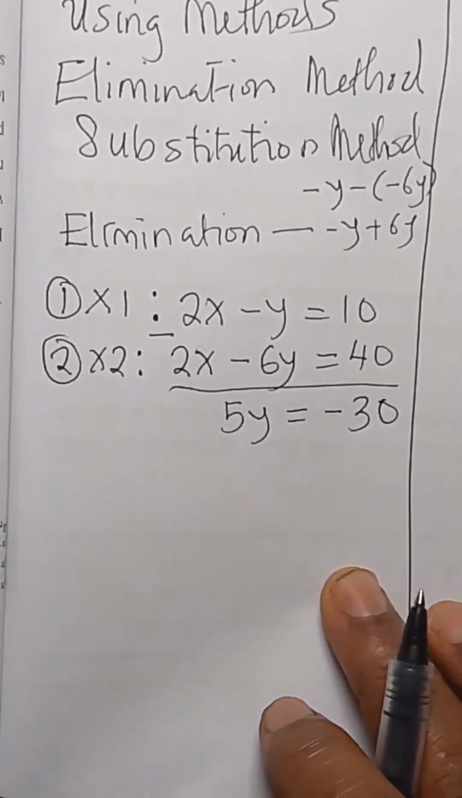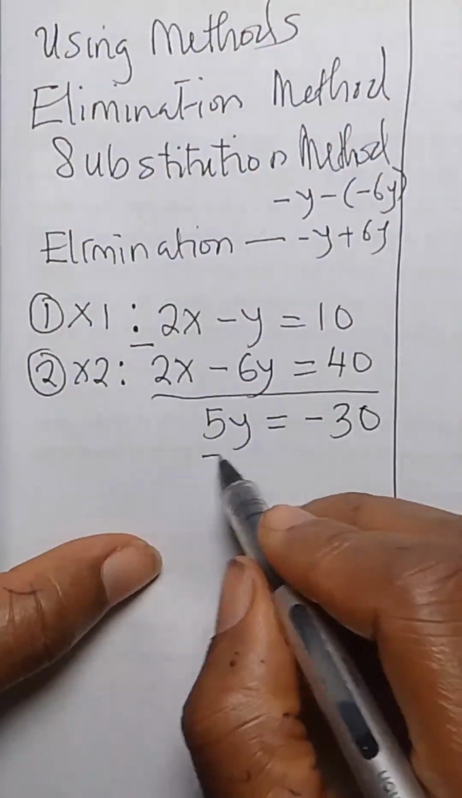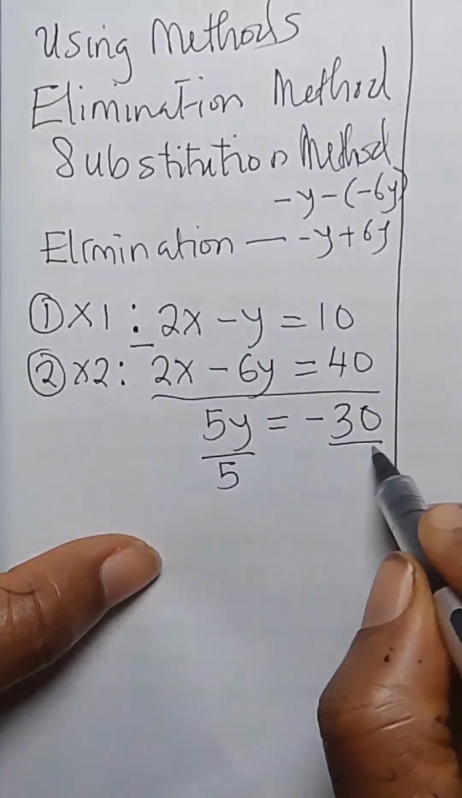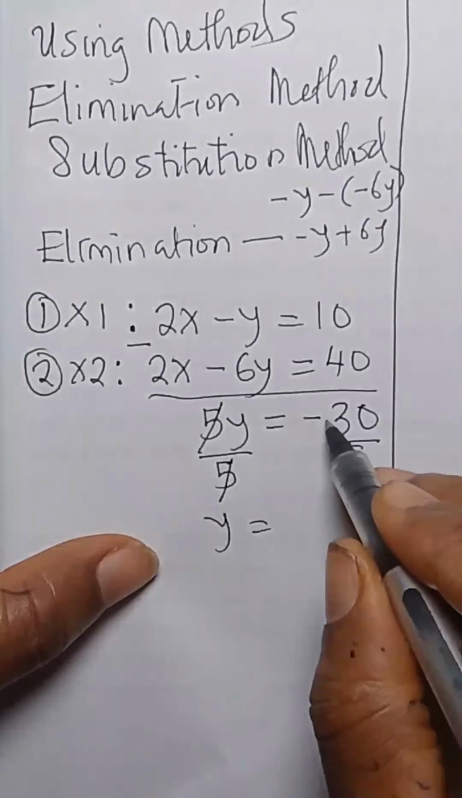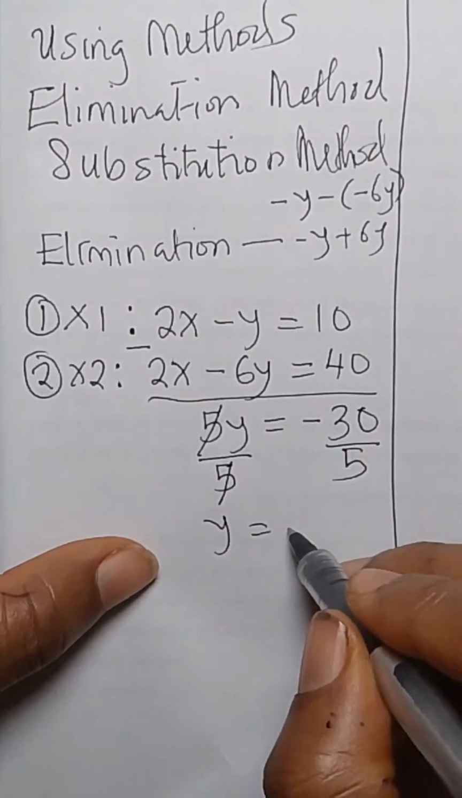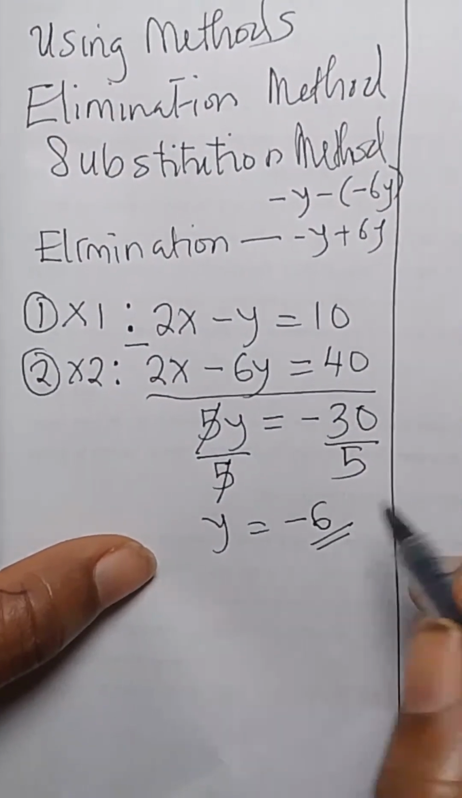Then what are we going to do? To get y, we divide both sides by 5. 5y divided by 5 will give us y, is equals to minus 30 divided by 5 will give us minus 6. So our y is minus 6.